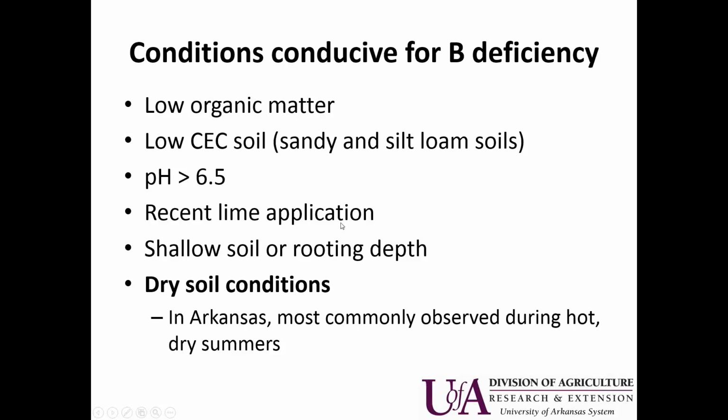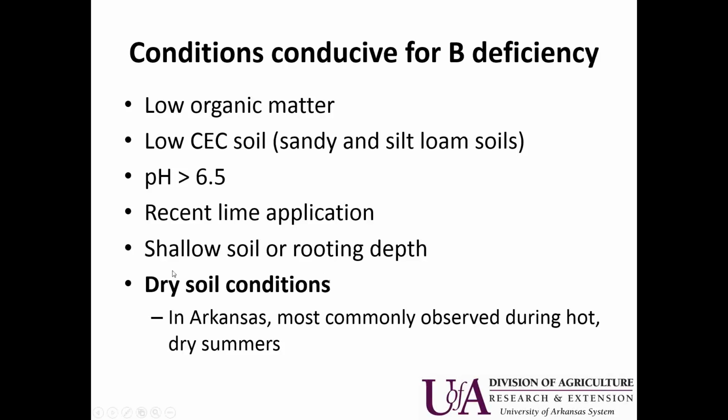pH greater than 6.5. Recent lime applications when applied to acid soils. Shallow soil or rooting depth are also triggers. And the big one for us in Arkansas is really dry soil conditions. When we have above normal rainfall, reducing the need for irrigation, we see very few true boron deficiencies.